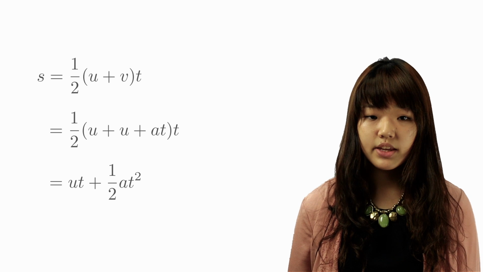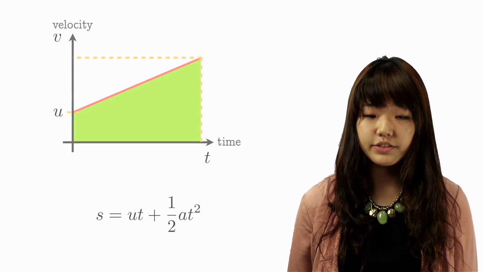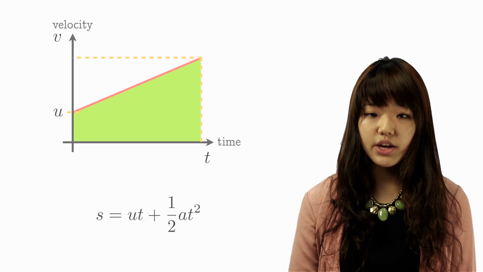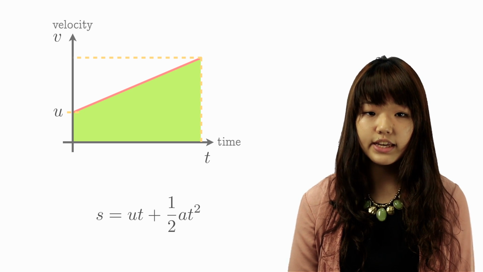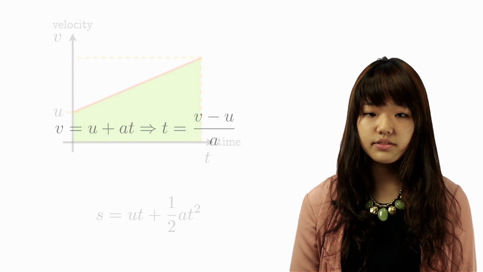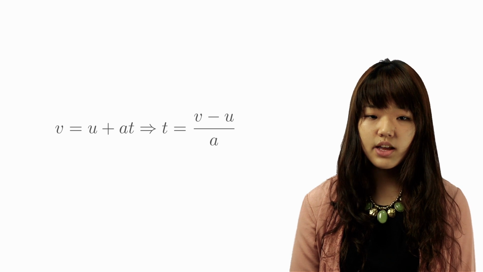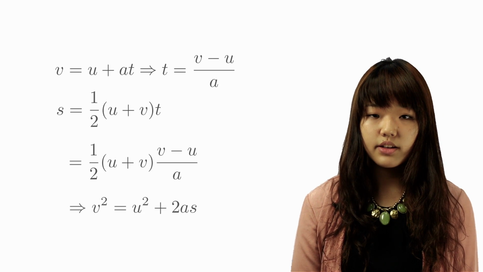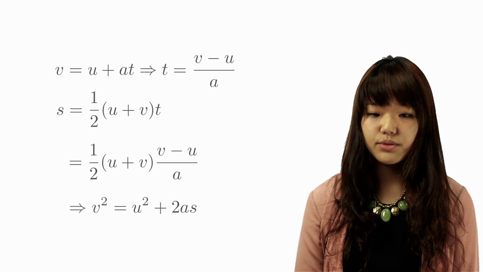And now moving on to the last equation, for v equals u plus at, if we try to make t the subject, we get t equals (v minus u) over a. And now we shall try to substitute this into s equals half multiplied by (u plus v) times t, and we get our fourth equation, which is v squared equals u squared plus 2as.